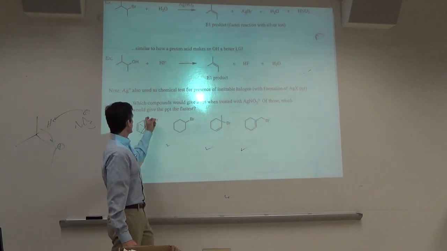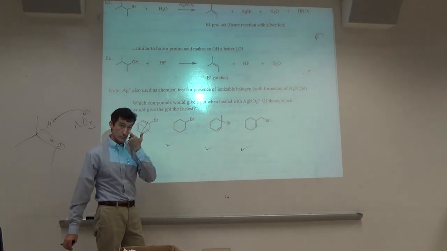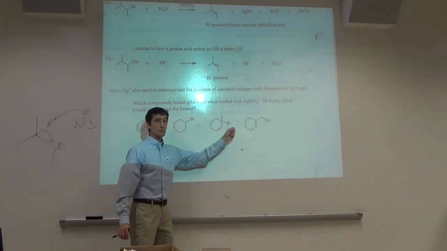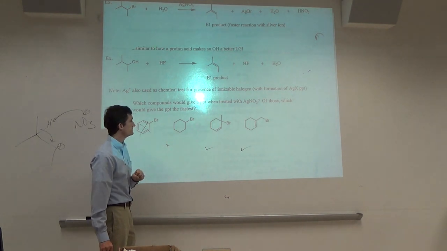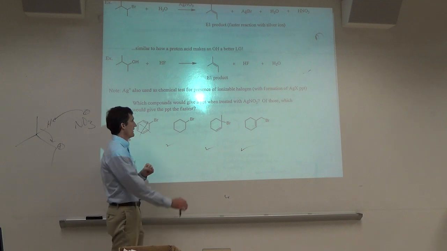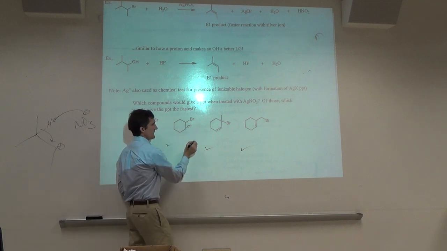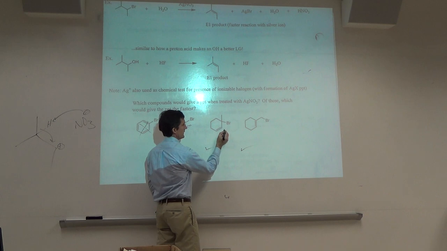Of these three, which will give the precipitate the fastest? What's really the question? Which will form carbocation the fastest? That's what the question is. If this makes cation, you just get a secondary cation. If this makes cation, you get what? Tertiary. Not only is it tertiary, it would also be resonance stabilized.